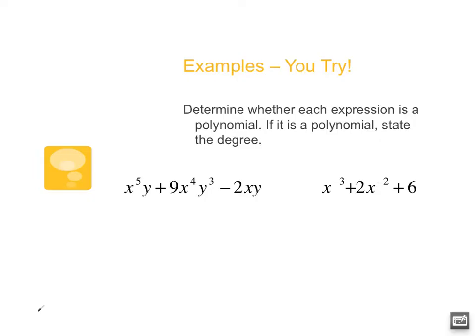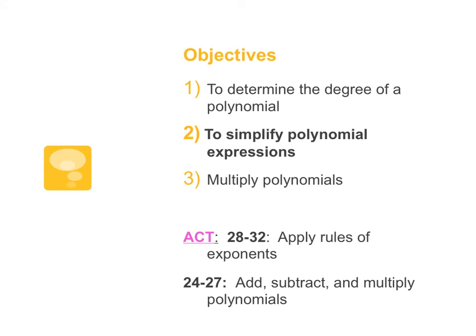Okay, hopefully you had a chance to try. First one, yes, a polynomial. The degree is 7 again. That's just a coincidence. It doesn't always happen to be that way. Second one, not a polynomial. That's because we have negative exponents. Okay, so that was classifying by degree.